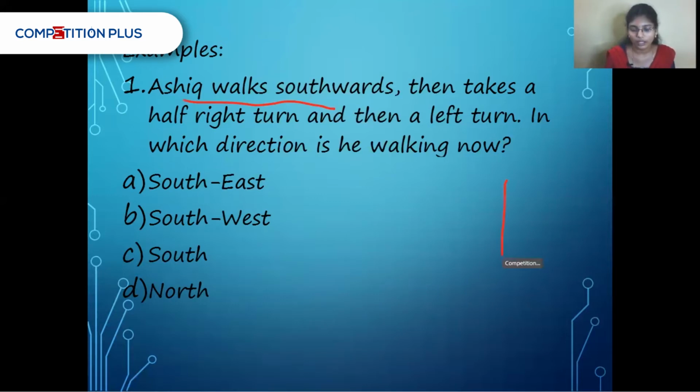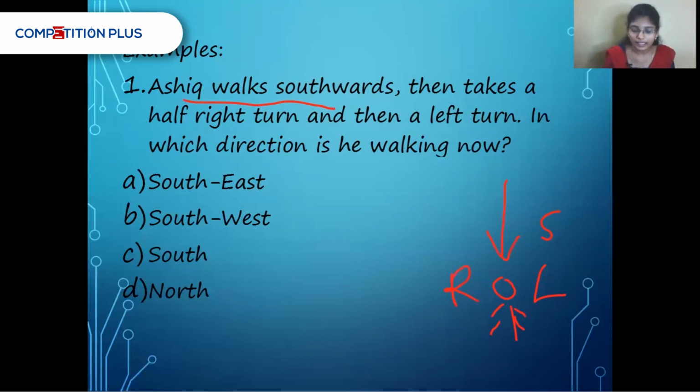Okay, now as per your question, Ashik walks southwards. Okay, this is your south. So Ashik is here. Okay, he is facing the south. In the sense, it is understood this is his right and this is his left. Now you imagine yourself facing towards the south. So which would be your right and which would be your left.